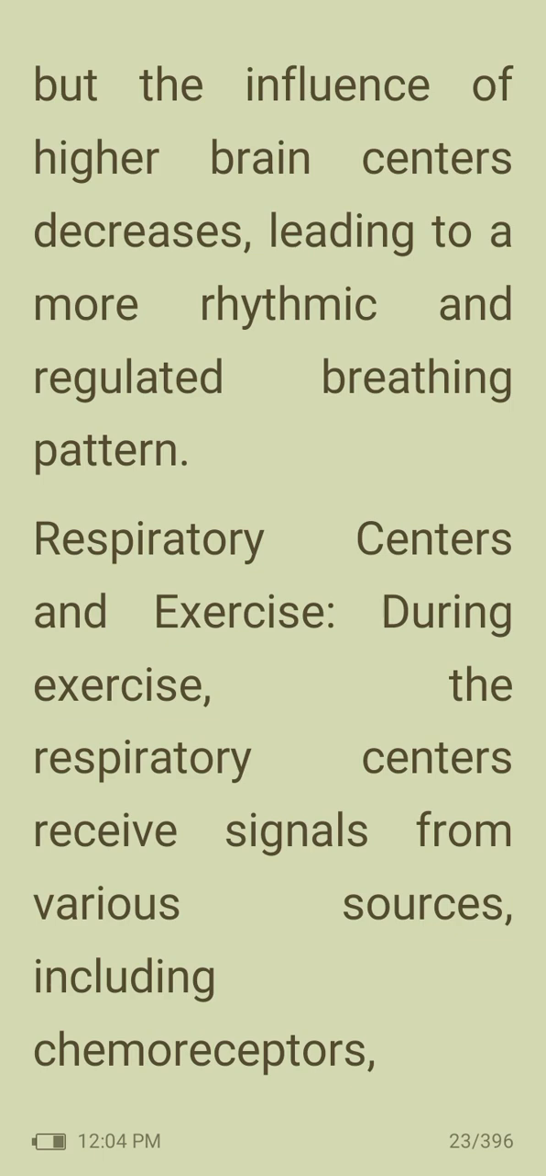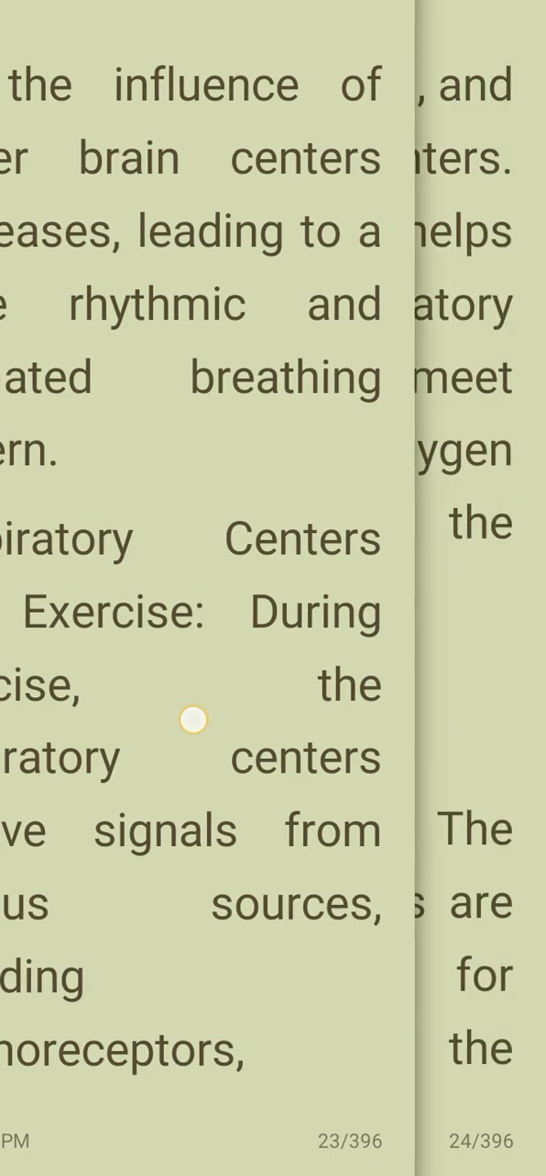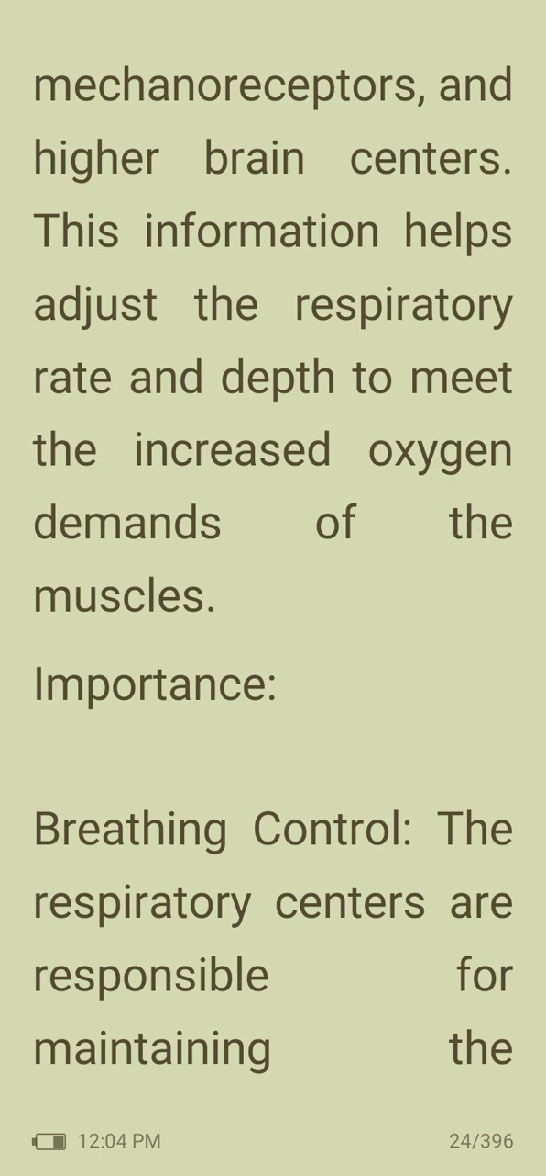Then, respiratory centers and exercise. During exercise, the respiratory centers receive signals from various sources, including chemoreceptors, mechanoreceptors, and higher brain centers. This information helps adjust the respiratory rate and depth to meet the increased oxygen demands of the muscles.